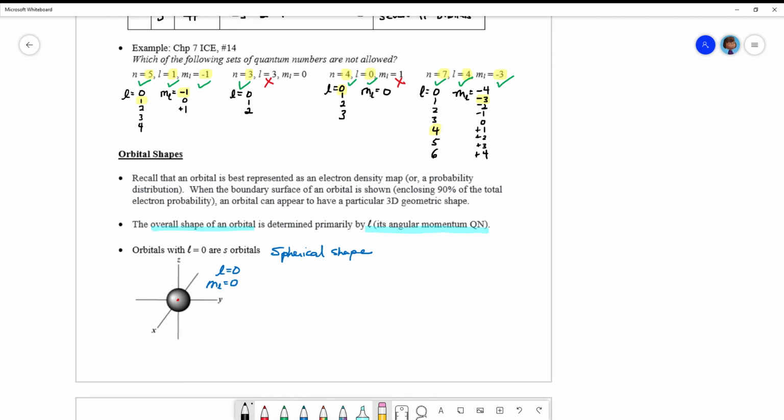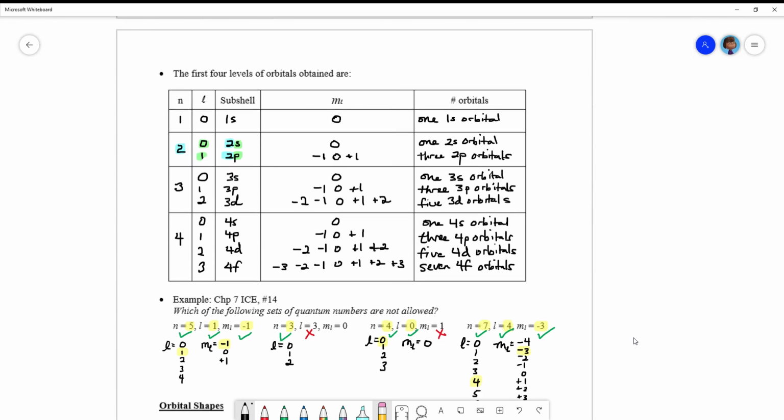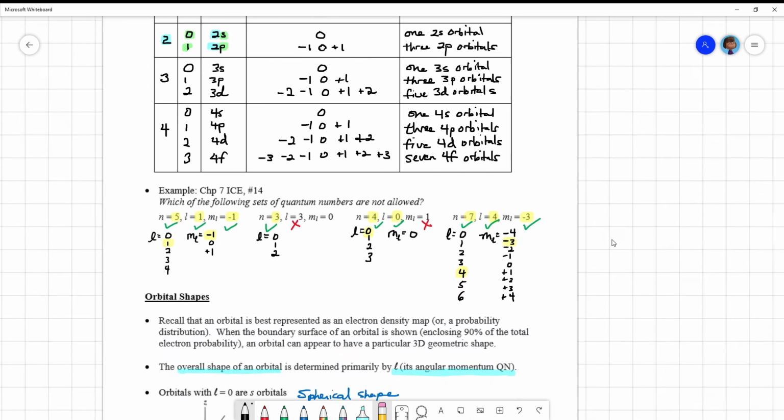So let's write that here. There's only one s orbital in every s subshell. So every s subshell can only have one s orbital. Why? Because we only get one value of M sub L. And if we go back up here to our table, it doesn't matter if we're talking about a 1s subshell, a 2s subshell, a 3s subshell, a 4s subshell. How many s orbitals? Just one s orbital in each of those subshells.